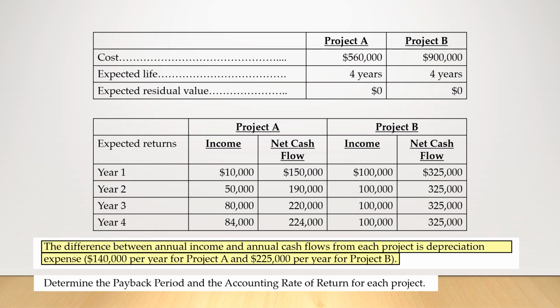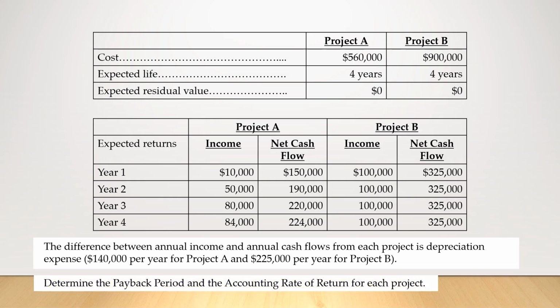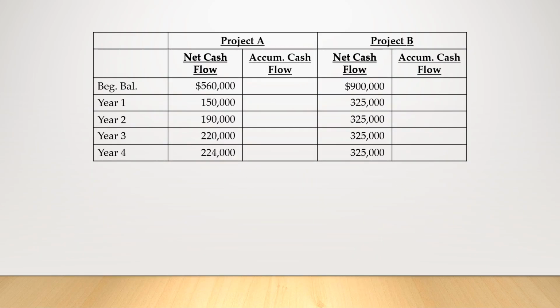The difference between annual income and annual cash flows from each project is depreciation expense: $140,000 per year for Project A and $225,000 per year for Project B. Determine the payback period and the accounting rate of return for each project, starting with the cash payback period. The most intuitive way to determine this time period is to determine each year's accumulated cash flow.